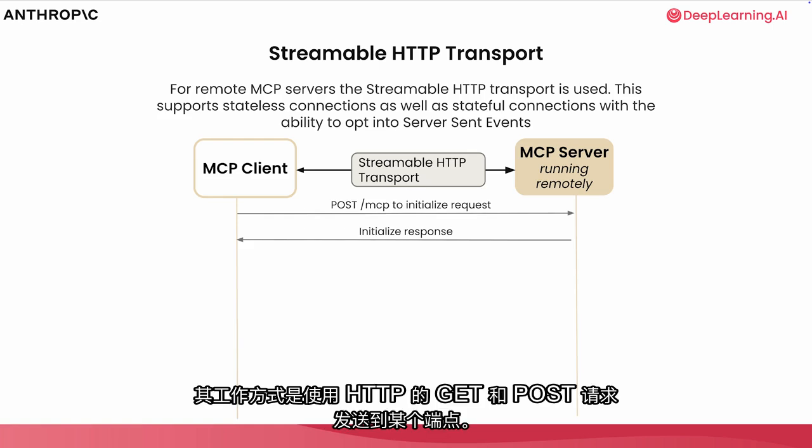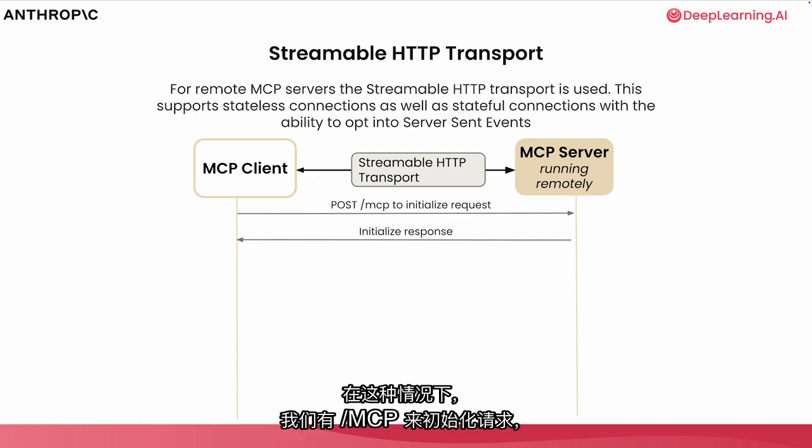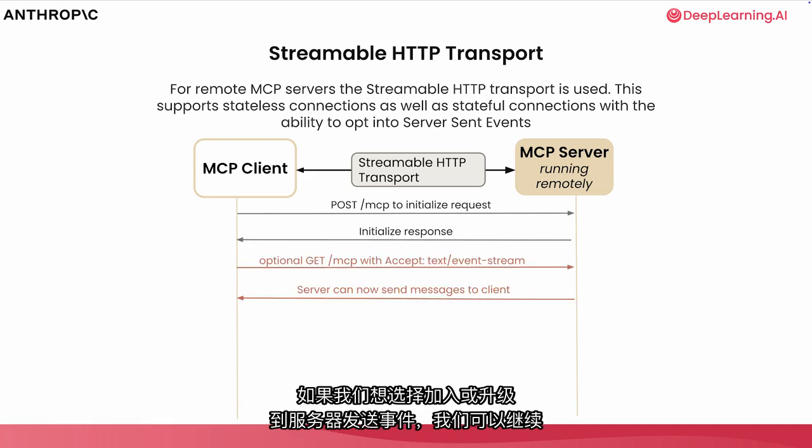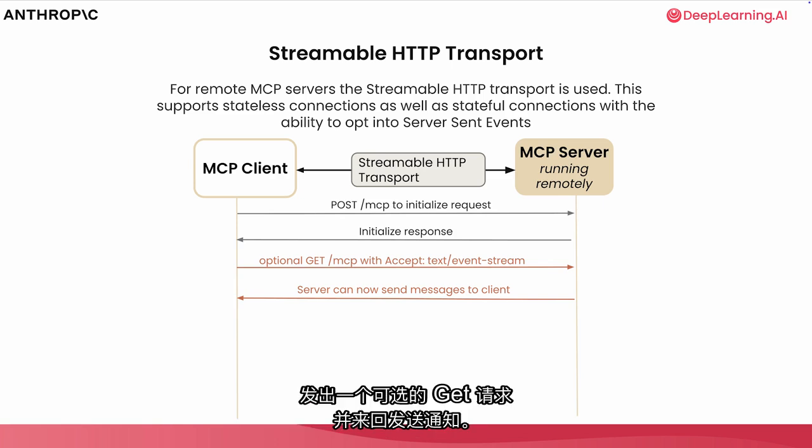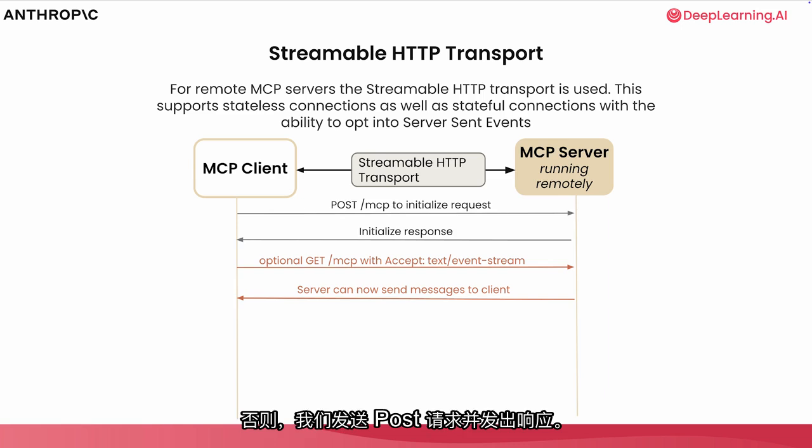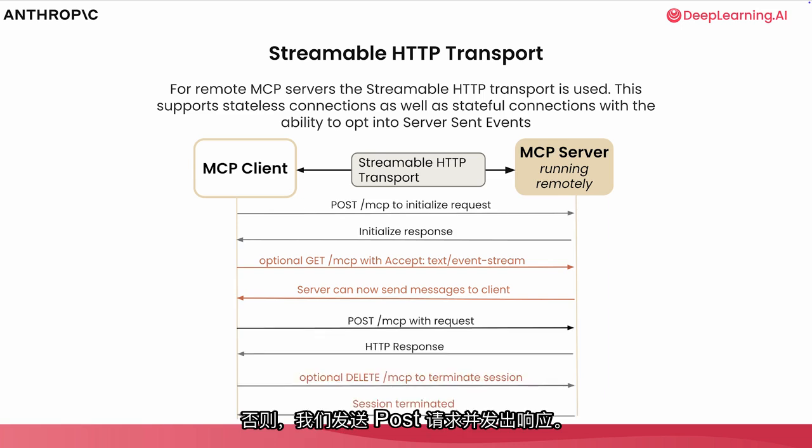The way that this works is by using HTTP GET and POST requests to some endpoint. In this case, we have /mcp to initialize a request, and the server returns a response. If we want to opt into or upgrade to server-sent events, we can go ahead and issue an optional GET request and send notifications back and forth. Otherwise, we make POST requests and we issue responses.